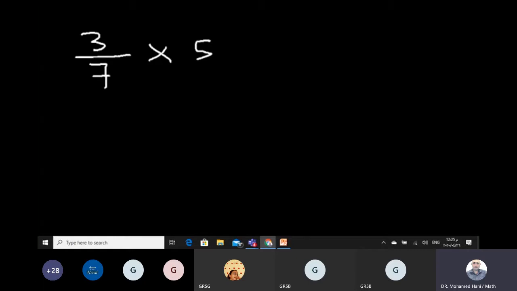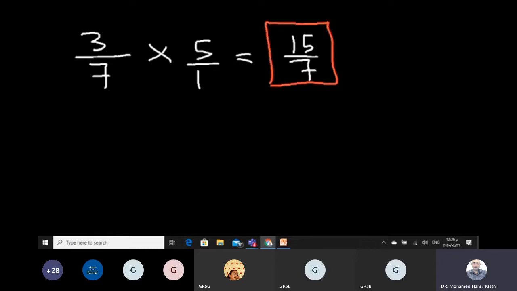What would you do in this example? Well, you can simply write the 5 as 5 over 1 and multiply across. 3 times 5 is 15. 7 times 1 is simply 7. And so this is equal to 15 over 7.